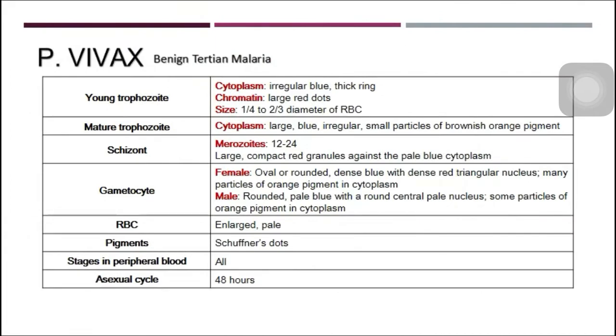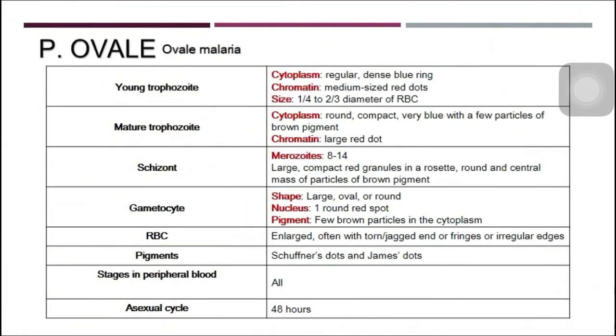Next, P. vivax causes benign tertian malaria. RBCs are enlarged or pale, with characteristic Schüffner's dots, and all stages occur in the peripheral blood. Paroxysm is at 48 hours. For P. ovale, which causes ovale malaria, RBCs are enlarged, often with torn, jagged ends or fringes or irregular edges. Characteristic Schüffner's dots and James dots for P. ovale. Remember, all stages may occur in the peripheral blood, and paroxysm is at 48 hours.